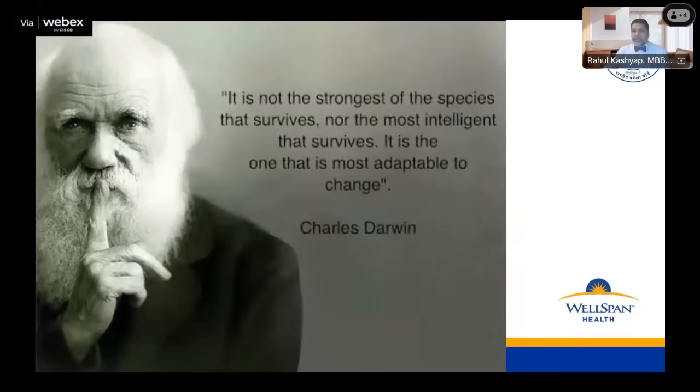Before I start, I would like to share this quote from Charles Darwin, which says that it is not the strongest species that survives, not the most intelligent that survives. It's the one that is more adaptable to change. And today I'm going to talk about that change, that this AI in medicine is another major change in our human history.